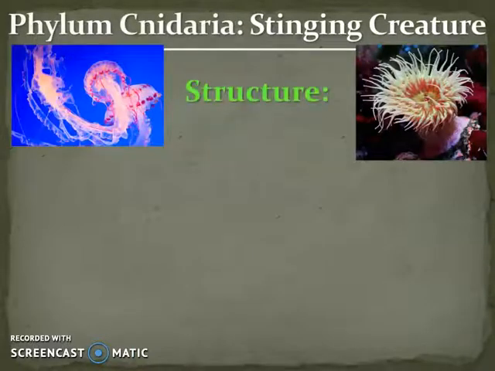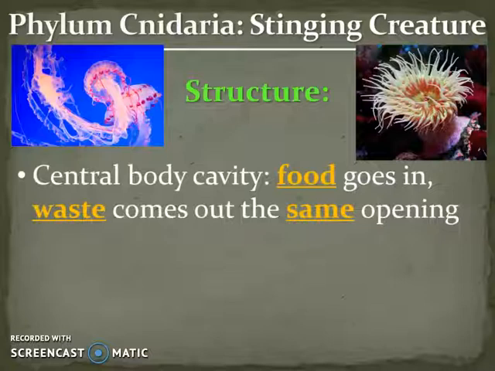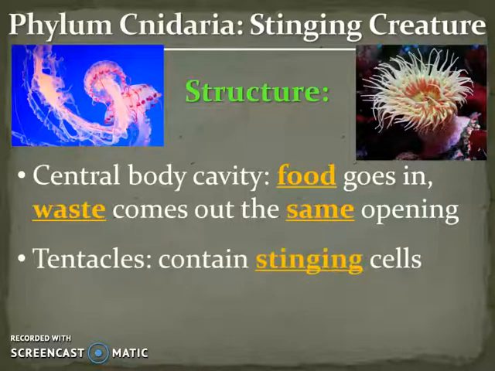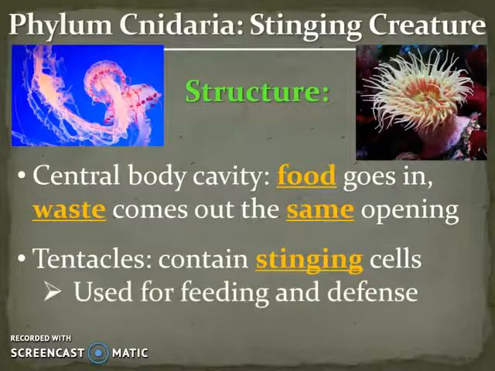Their structure: they have a central body cavity, an opening in the middle where all the food goes in, and then, a little bit gross, all the waste goes out here too. So everything goes in and out the same way. Cnidaria also have tentacles. These tentacles have things called stinging cells on them. That's why jellyfish hurt when you touch them, and sea anemones hurt when you touch them. These are used not only for feeding, but also for defense.